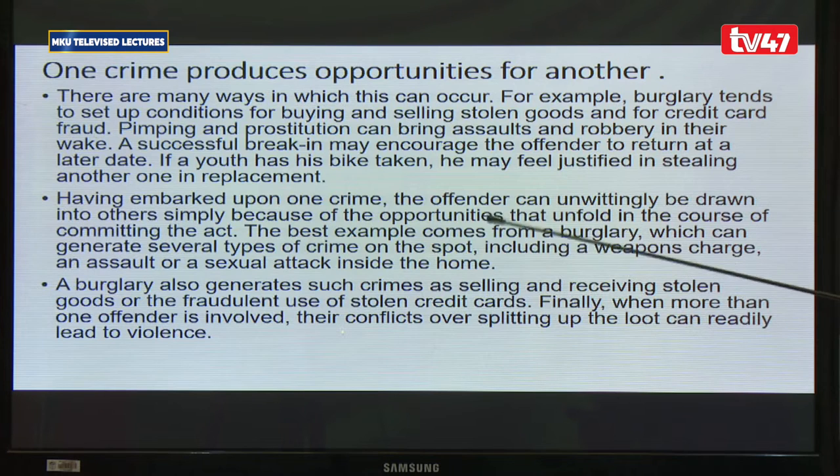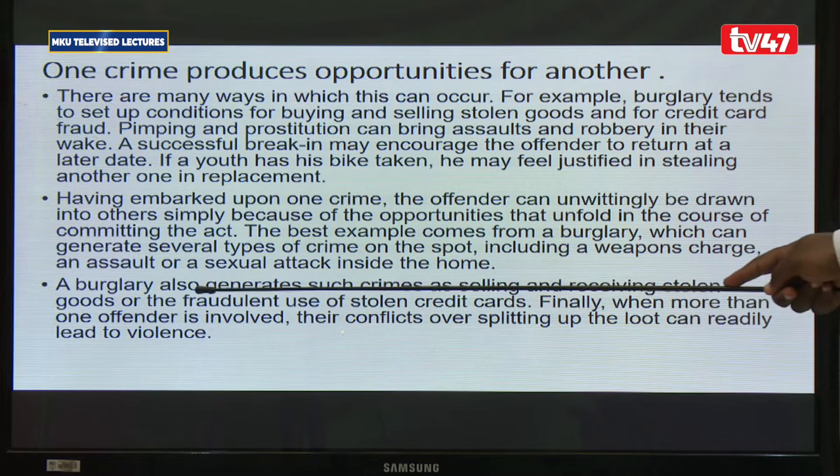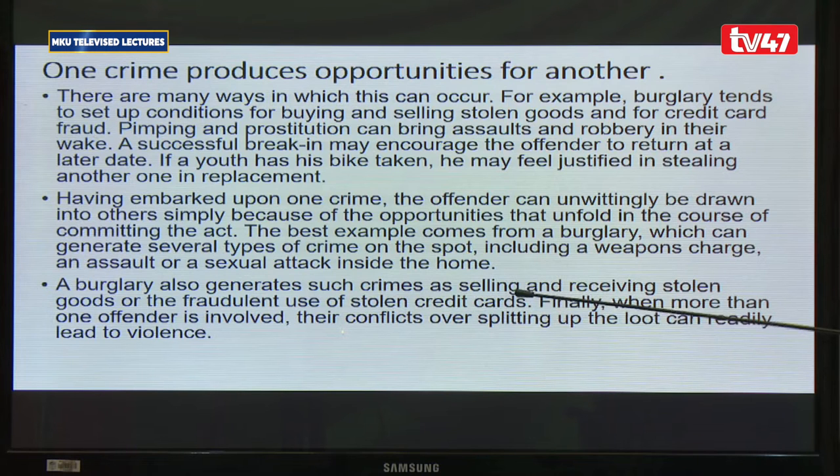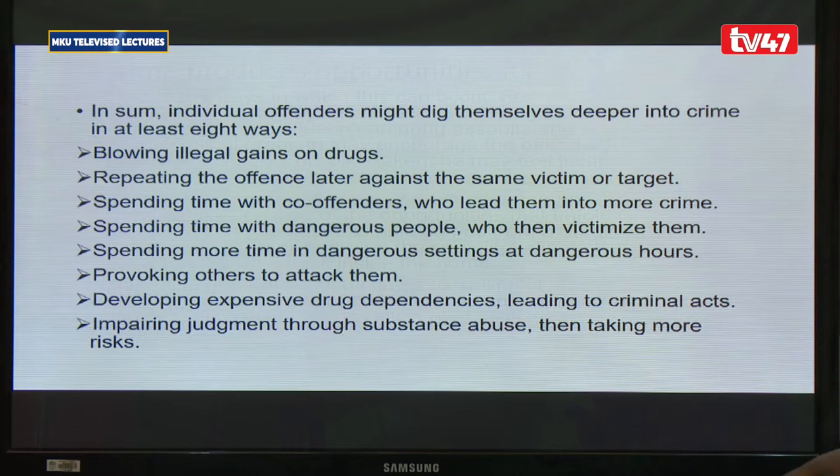Then also, you can commit other crimes as a result of that primary crime you have committed. With burglaries, you'll sell stolen goods, that is a crime under the law, and also stolen credit cards, that is a fraudulent activity. Then you also have other examples here. Say, for example, you steal from somebody and sell those stolen goods, then buy drugs. That is another crime that you have committed as a result.